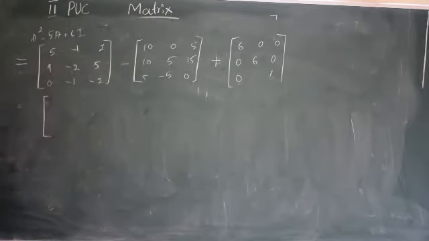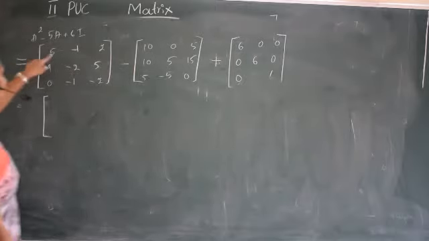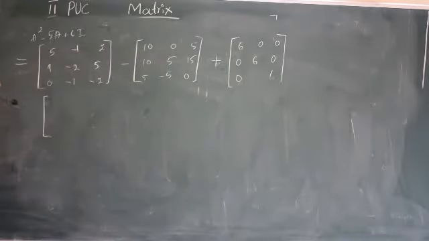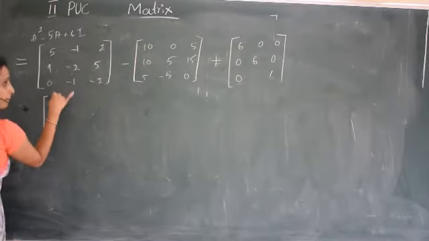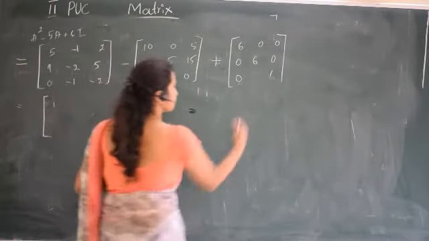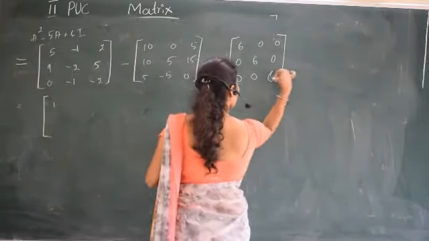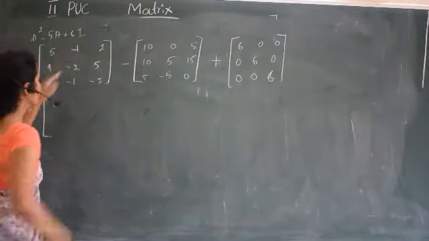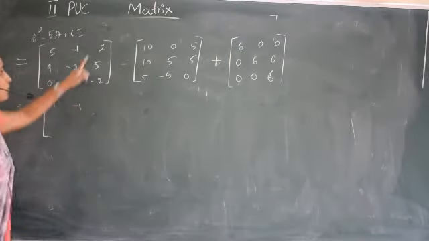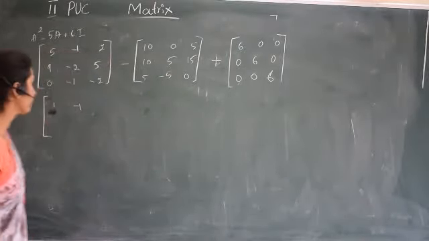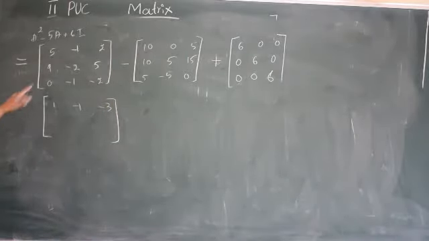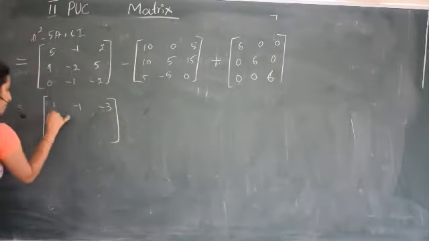Again it is a 3 by 3 matrix. The first entry: 5 minus 10 is minus 5, plus minus 5 plus 6 is plus 1. Next, minus 1 minus 0 is minus 1. Next, 2 minus 5 is minus 3. Next, 9 minus 10 is minus 1.